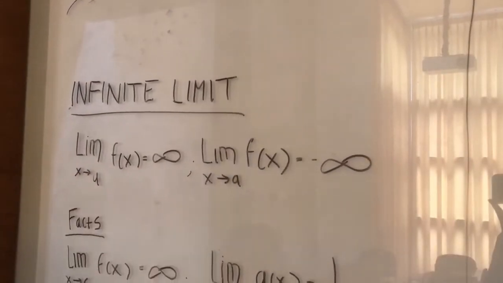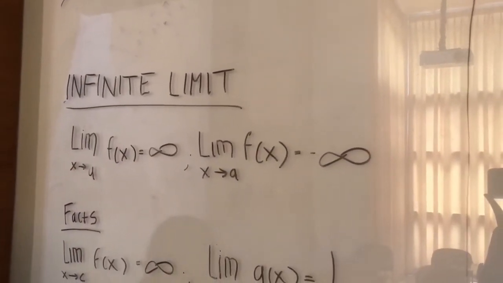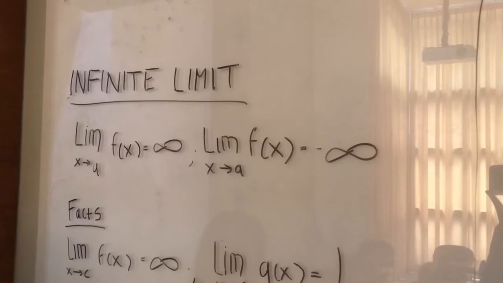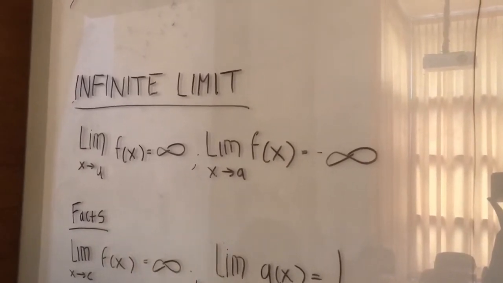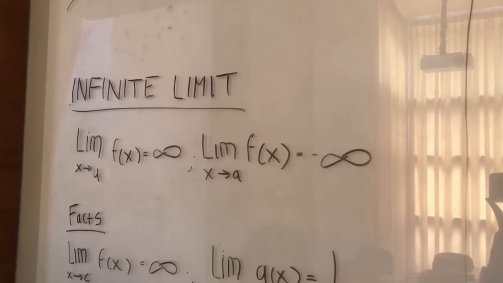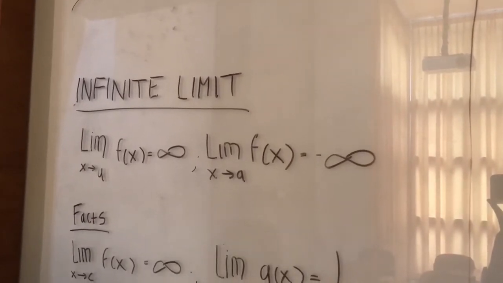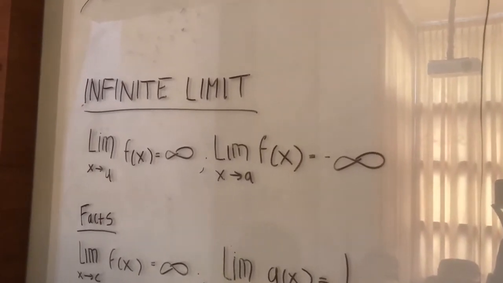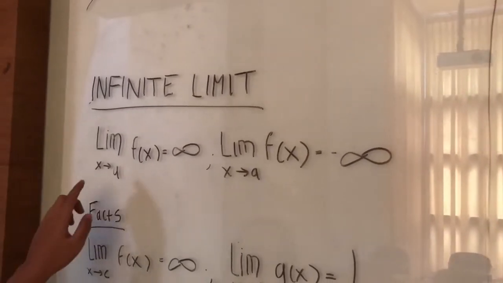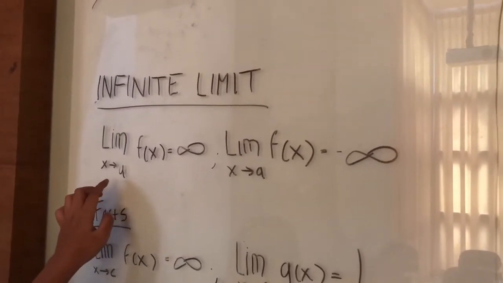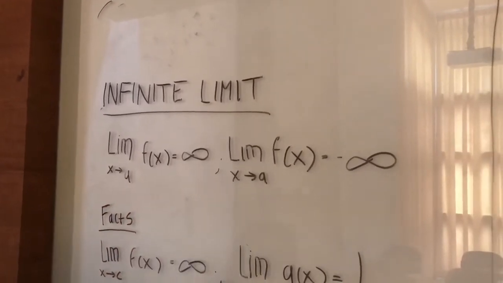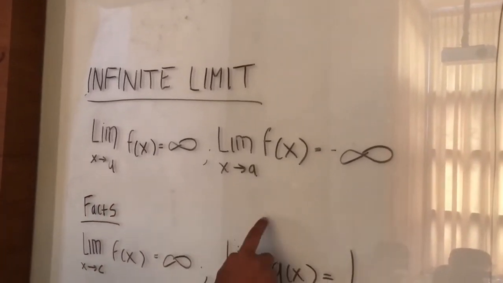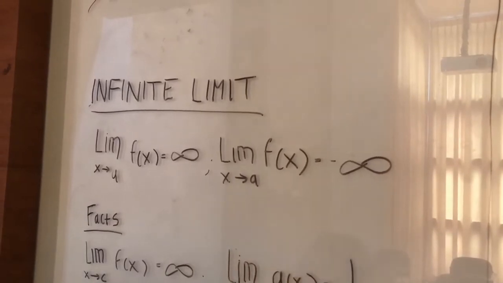Infinite limit. An infinite limit is a limit that has a value of plus or minus infinity, where the function grows without bound as it approaches some value a. For f of x, as x approaches a, the infinite limit is shown as limit as x approaches a of f of x equals plus infinity, or limit of f of x as x approaches a equals minus infinity.